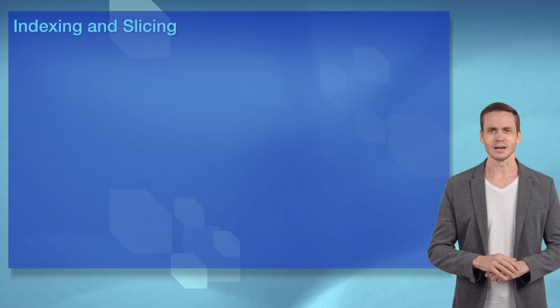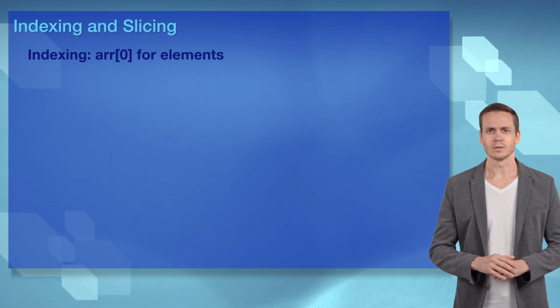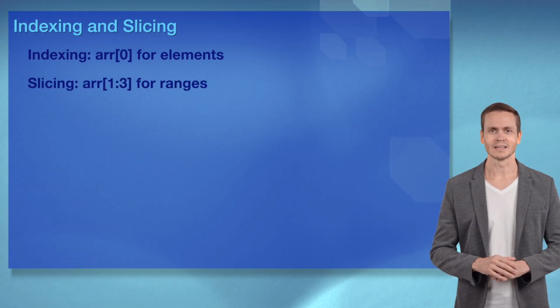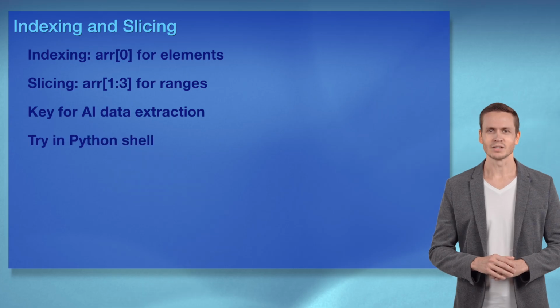Yo, Wizards, indexing like arr[0] grabs the first element, and slicing like arr[1:3] snags a chunk. Perfect for AI data prep. It's like picking the best beats for your coding playlist. I'm hyped to show this in the shell.